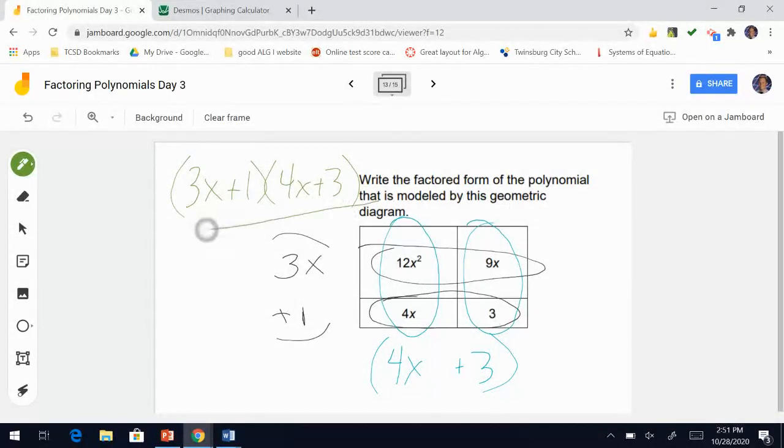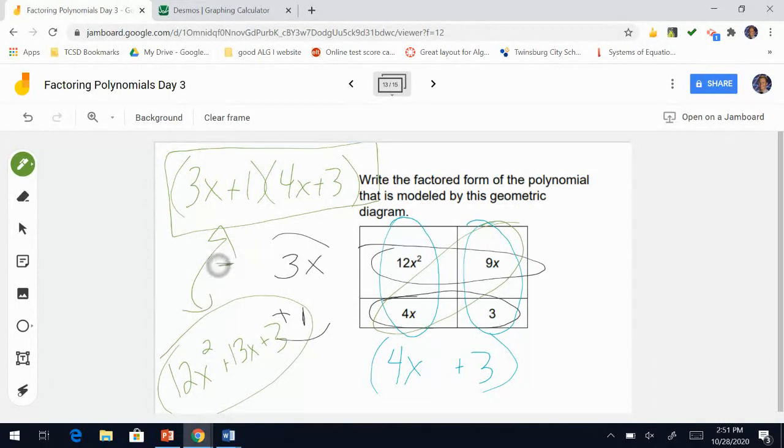So these are my two binomials. If I want to make it a trinomial, I could easily do that as well. And I can do that just by combining like terms on the diagonal. And I'm going to get 12x squared plus 13x, because combining like terms of the 4x and the 9x, and then adding 3. So again, I don't know if you're going to go in the trinomial form or the two binomial forms. But again, these are equivalent. We can't stress that enough.